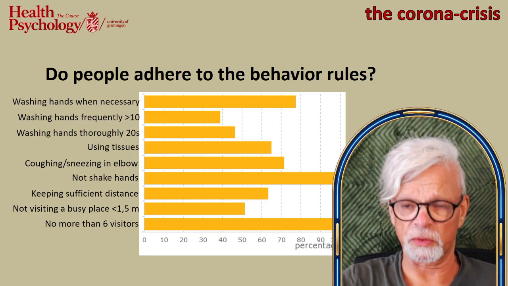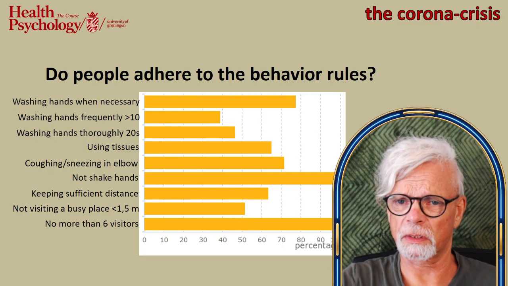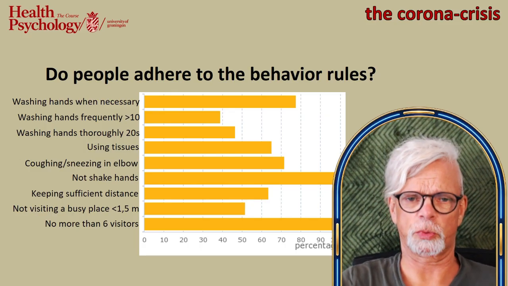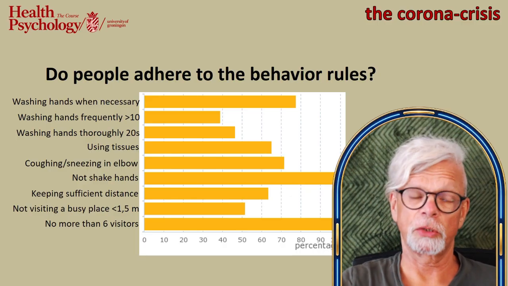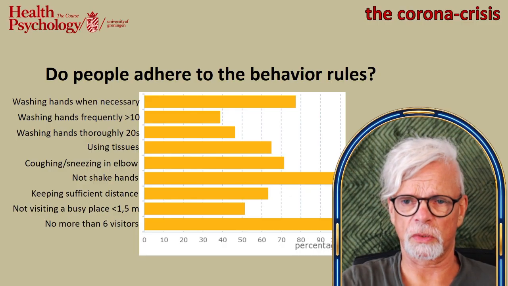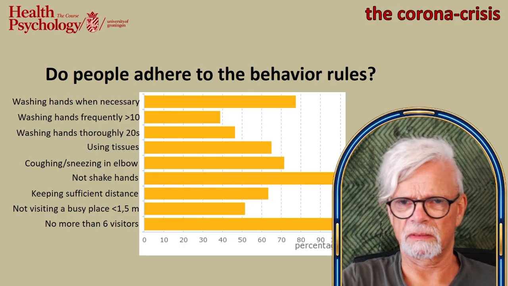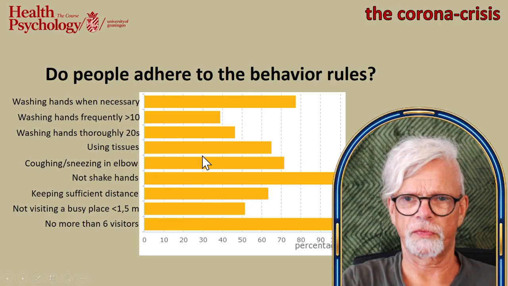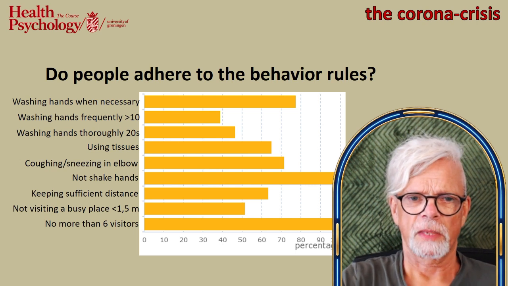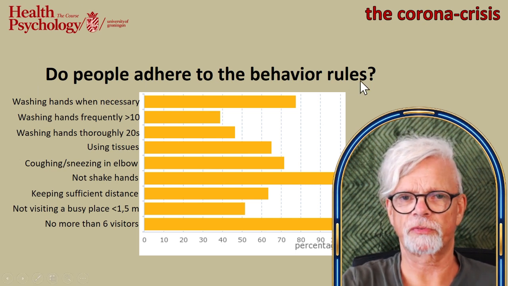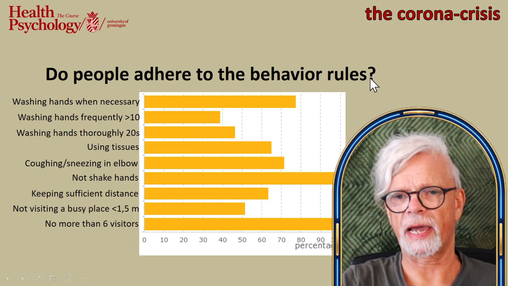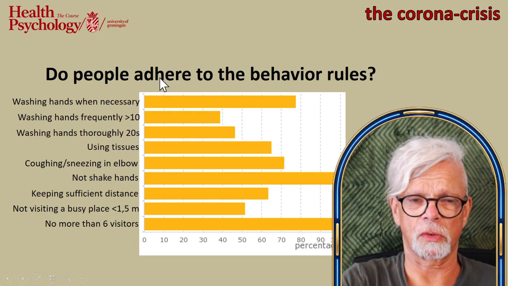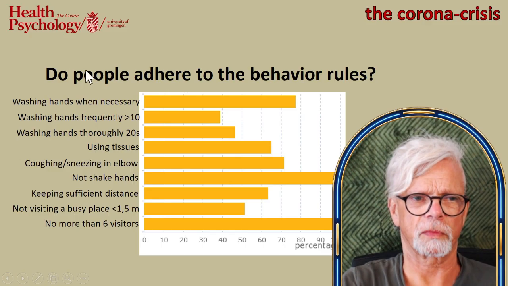So do those things work? Do our interventions work? Well, yes. In general, you can say yes, health psychological interventions work. But let's take this case, and you will learn more about that in this course. This was at the height of the corona crisis. The question was, do people adhere to behavioral rules that were prescribed or suggested by the government, and also by other people?